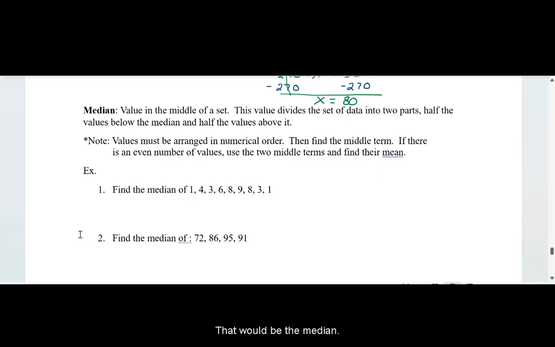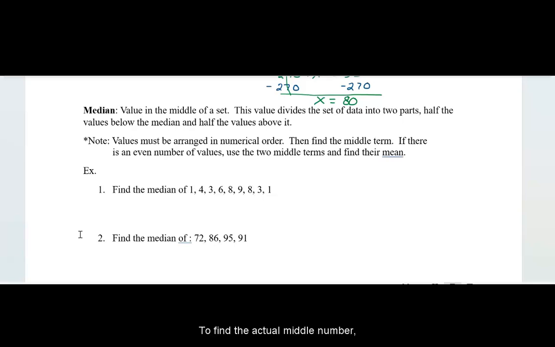All right, now let's talk about another type of measure of central tendency. That would be the median. The median is the value in the middle of a set. This value divides the set basically into 2 parts. It divides the data into halves, 2 halves. 50% of the numbers are going to be below the median. 50% of the numbers will be above the median.